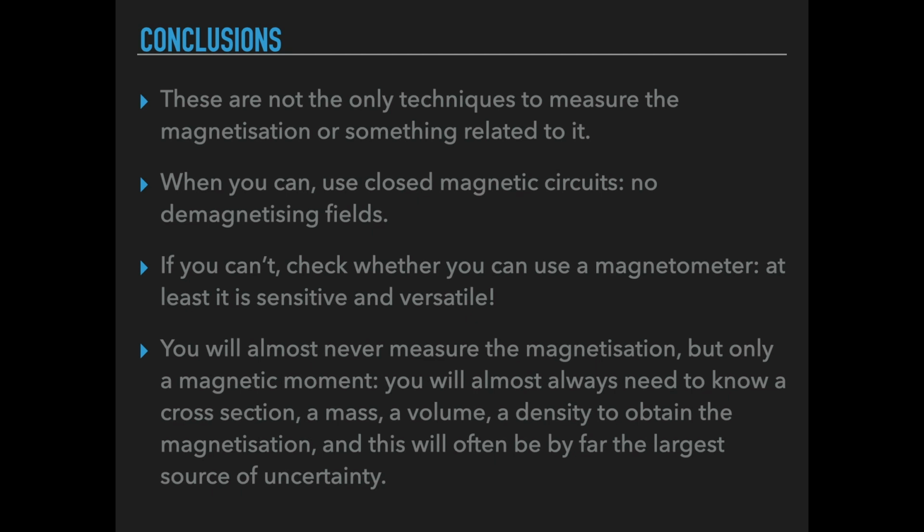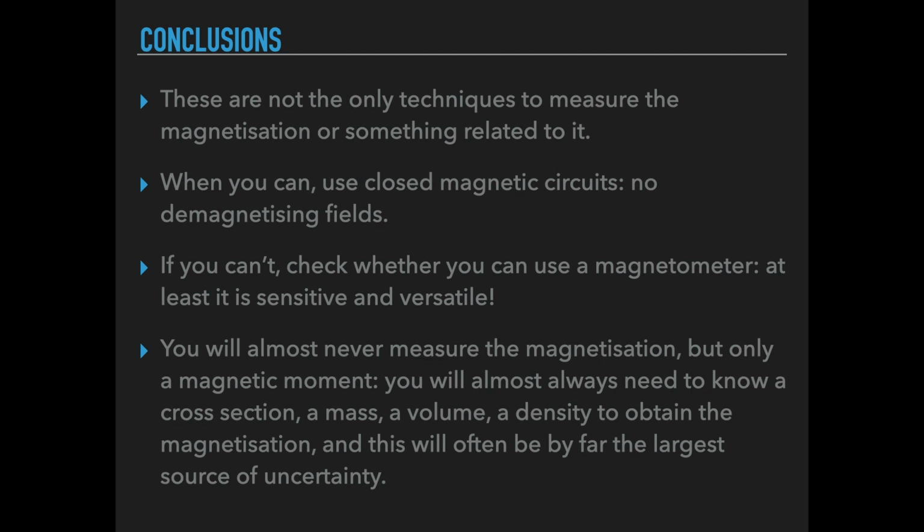The techniques that we briefly discussed in this video are not the only available ones to measure magnetic properties of materials. They are just what are normally the most widely available. The take-home message is that when you can, use a closed magnetic circuit configuration, because the absence of demagnetizing fields makes your life much easier if you want to know the magnetic field that is inside the sample. But when you can't stick to a closed magnetic circuit configuration, normally because the sample shape does not allow you to, then try to use, if you can, a magnetometer, for example a vibrating sample magnetometer, because it is sensitive and very versatile.